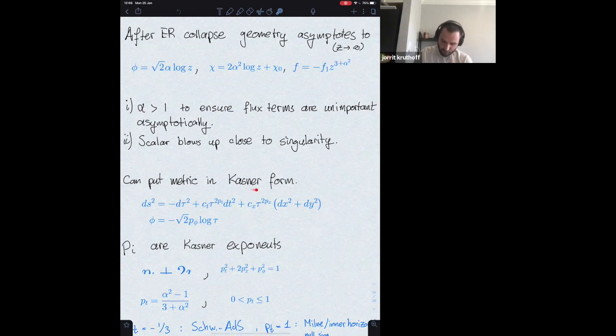So this geometry asymptotes to what is known as a Kasner universe, and a Kasner universe, in the case that we will consider with the planar topology, has the following form. The metric can be brought into this form, where tau is now the time-like coordinate inside, and tau equals 0 refers to the singularity. And the scalar field has this particular behavior.